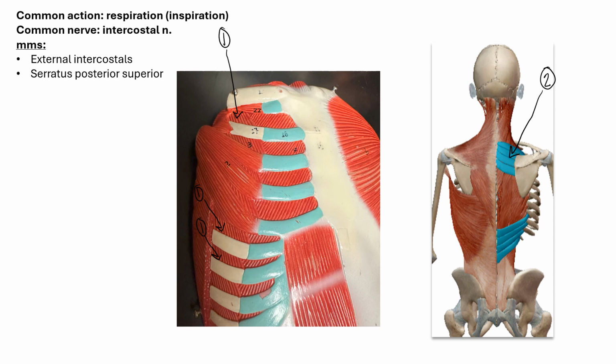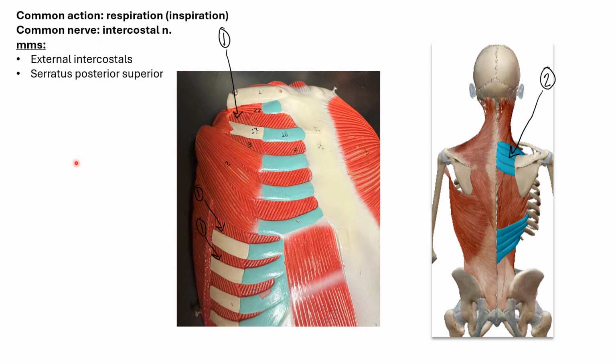Next, taking a look at inspiration again. These two muscles are our external intercostal, seen here number 1, and then our serratus posterior superior. These muscles also work to elevate the ribs during inspiration, which allows for your lungs to expand and allow for air to come in. However, these muscles are innervated by the intercostal nerve.